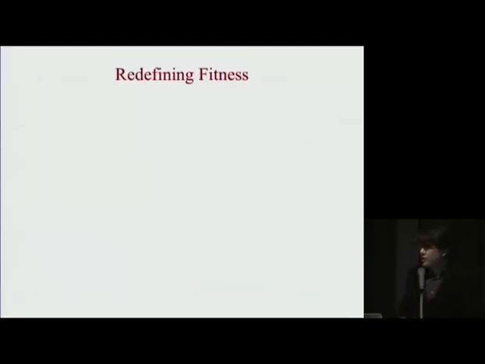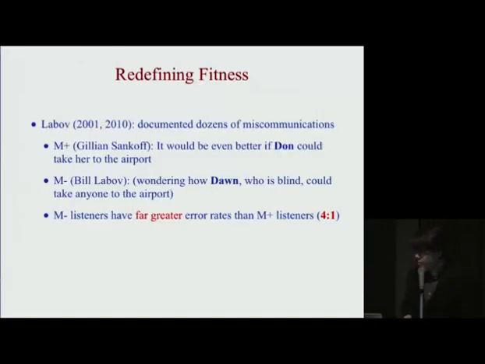Okay, so how are we going to define fitness? One of the easy ways to do so is to say, well, let's calculate when the two dialects are merged together. Let's see what's the probability of leading to miscommunication. So Bill Labov has been tracking this for about 30 years, and he reported about 80 cases in a span of 25 years. It's not a whole lot of them, and this is typical.